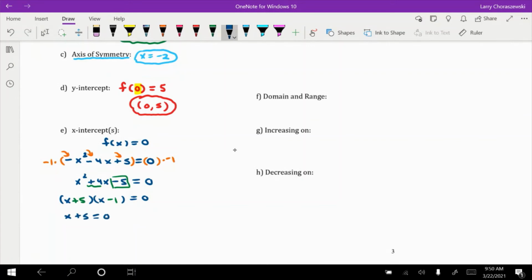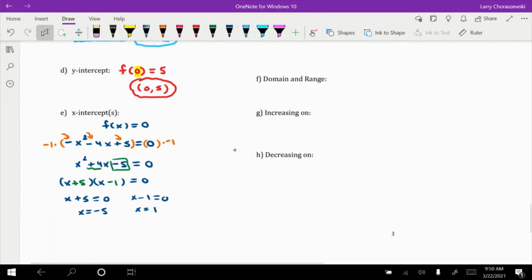So let's set each of these to 0. Looks like we have two X-intercepts. One's going to be at -5, 0, and the other's going to be at 1, 0. Are you guys good so far?